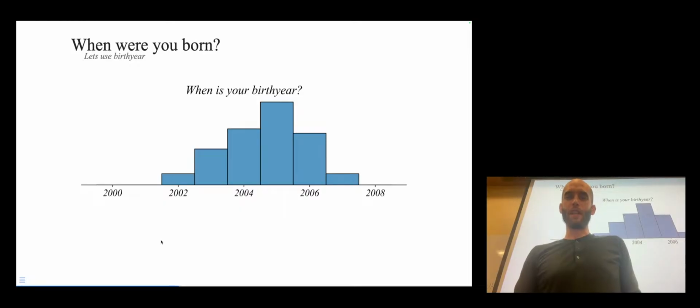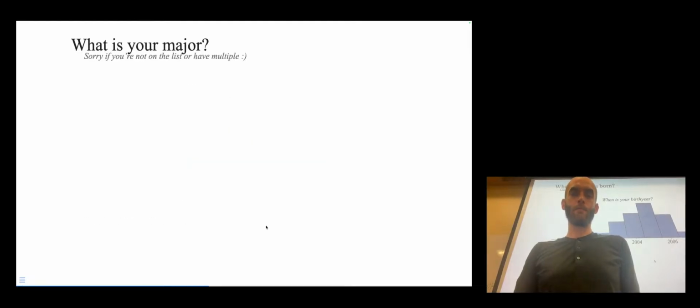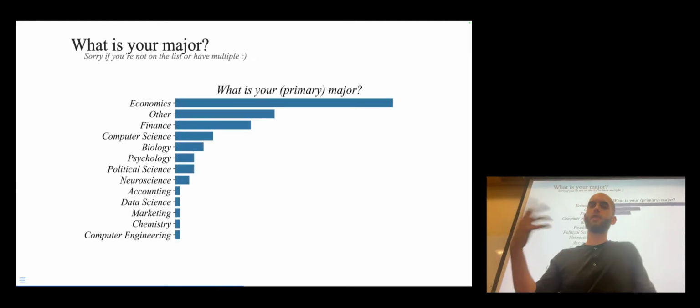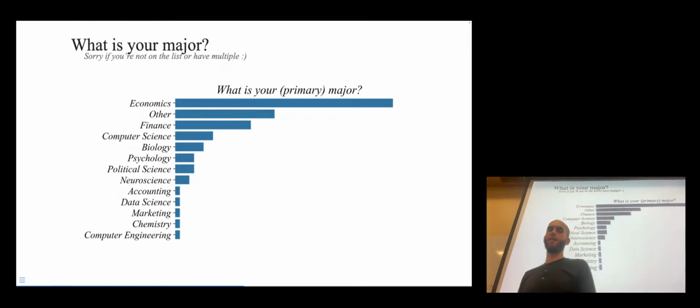But yeah, most people in the class are born in this range. You can see the most common birth year is 2005, but 2004 and 2006 are also common. We sort of already looked at that last class. We also looked at majors, but this is just a nice visualization of this.